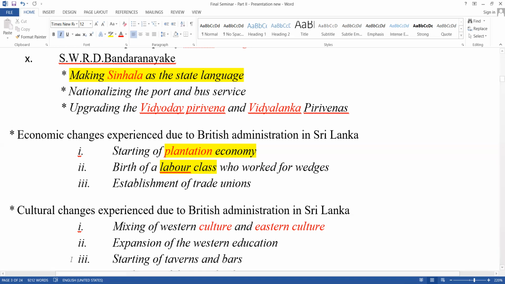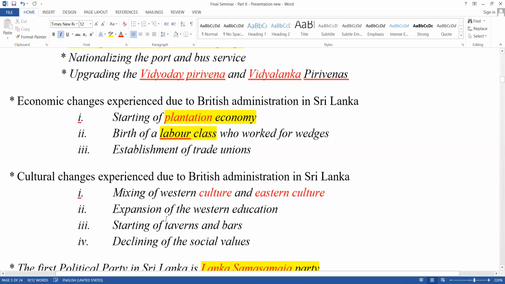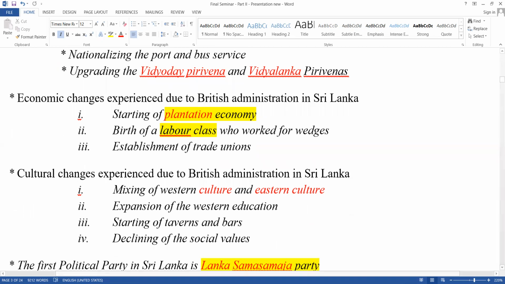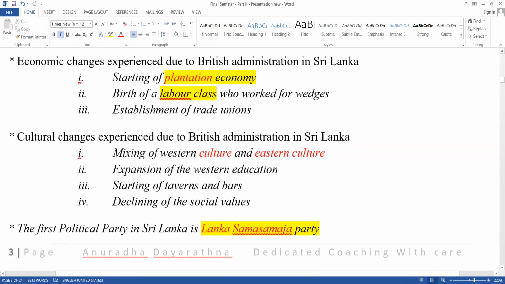What is meant by taverns? Taverns are the places where liquor is sold, leading to the declining of social values. The first political party in Sri Lanka is the Lanka Sama Samaja Party. The first political party is the Lanka Sama Samaja Party.